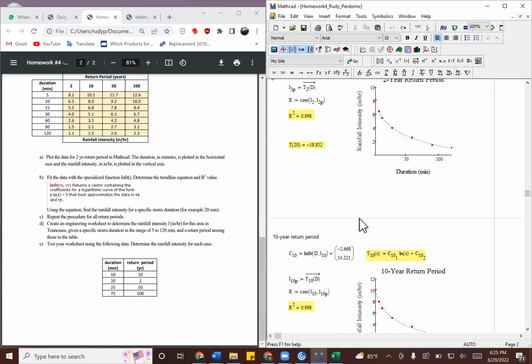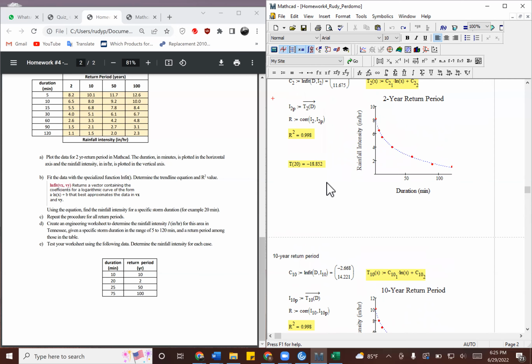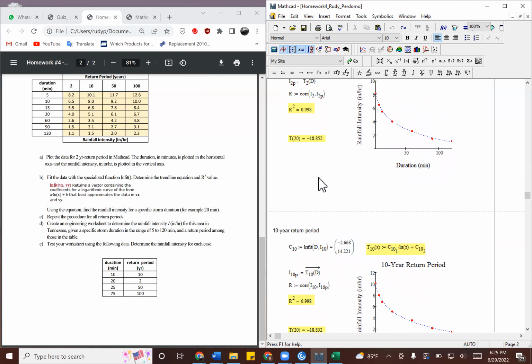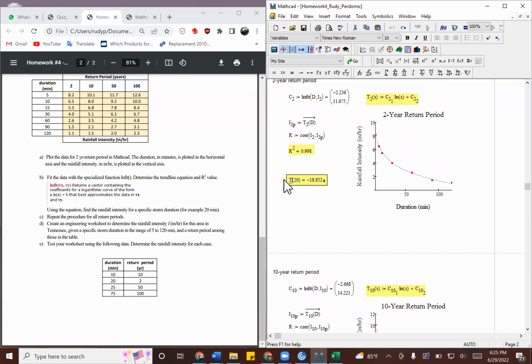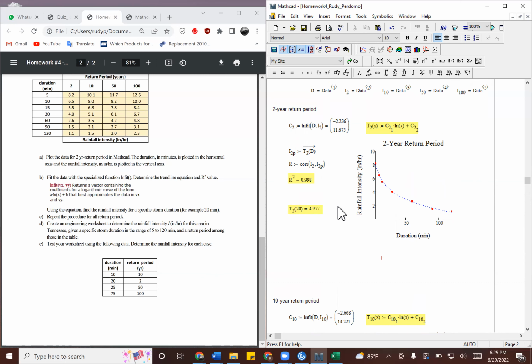Wait, hold up. That's wrong. That is wrong. It should be T dot 2. You see, this is why you go back to your work. At one point I was changing the naming of these variables, because as I went down, I realized they needed to be named differently, and I forgot to change this one thing. So T dot 2 evaluated at 20 is 4.977.